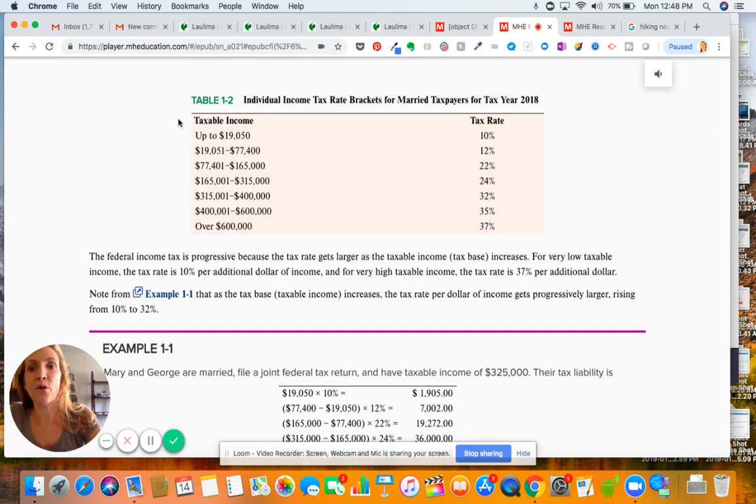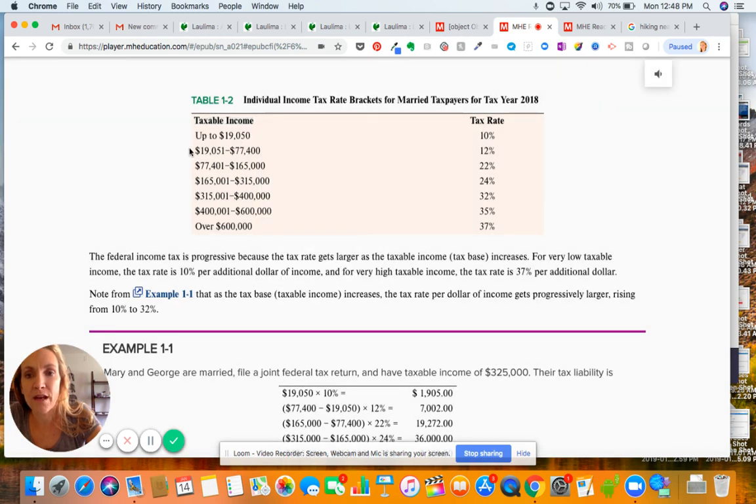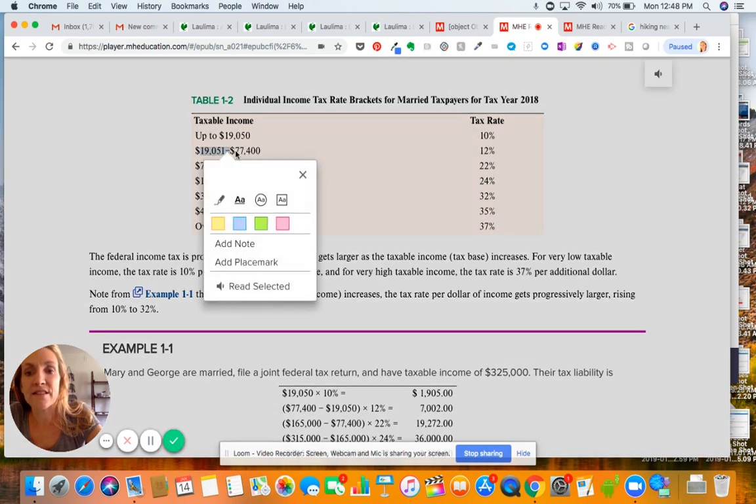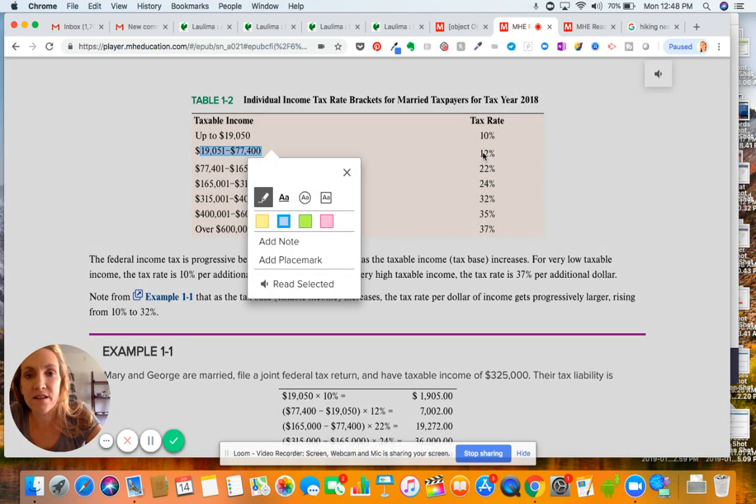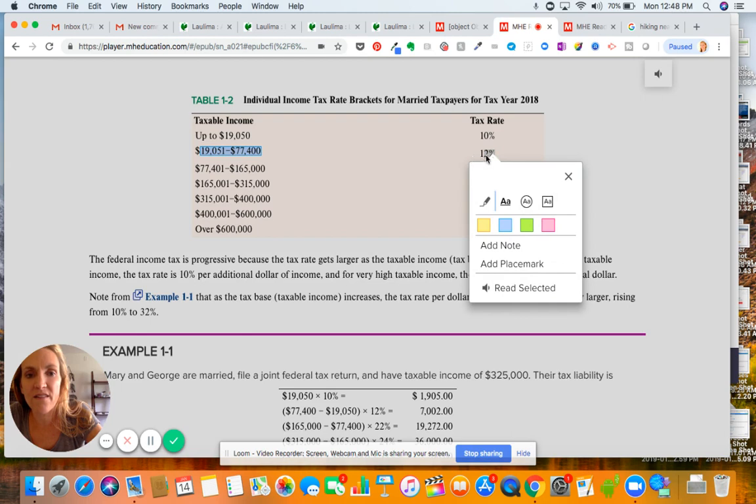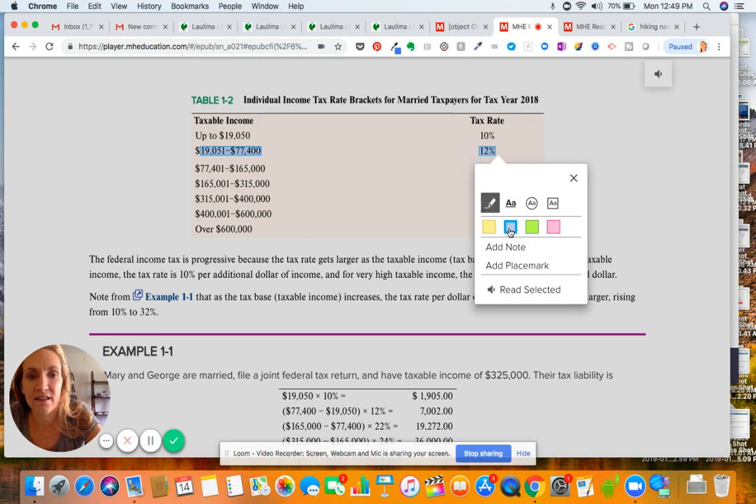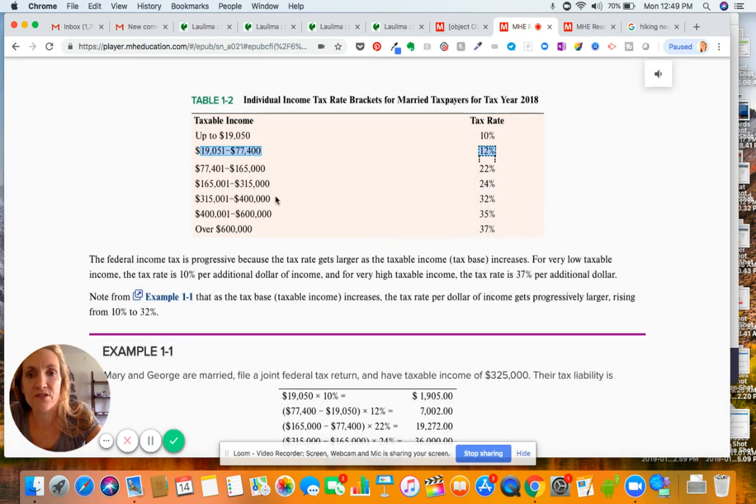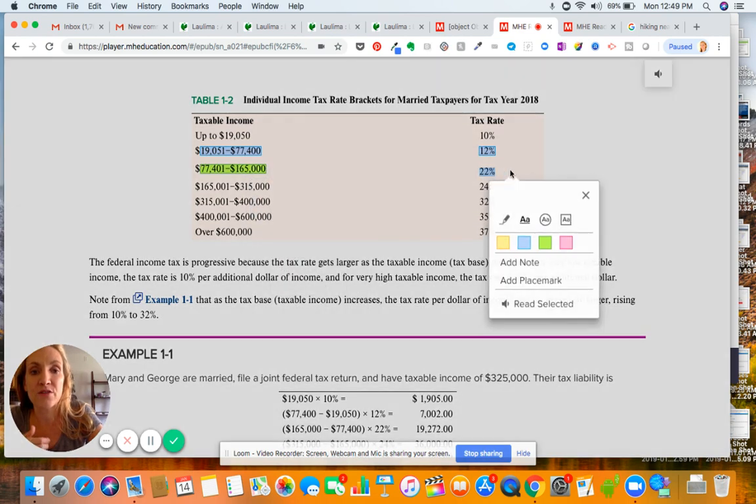And here's that table. So taxable income up to this amount is taxed at this amount. Taxable income in between 19,000 and then 77,000 is this amount. Kind of annoying. Okay, so you find that, that is the taxpayer's marginal rate. So our taxpayer is between 77 and 165, so their marginal rate is going to be 22%.